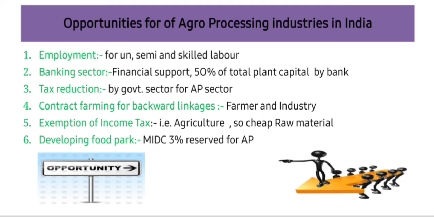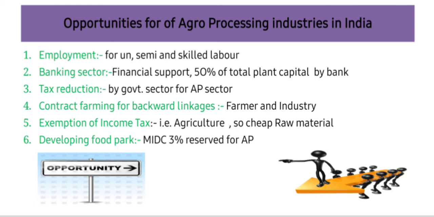Again, in terms of contract farming or backward linkages, the farmer and the industries are able to link each other. The forward and backward linkages are being provided. Exemption of income taxes. The agriculture producers and the processing industries are being exempted from the taxes. Most of the taxes have reductions, and some of the taxes are exempted. So here lies again an opportunity for the processing industries.